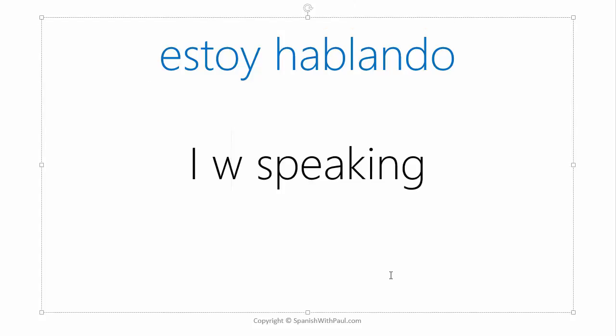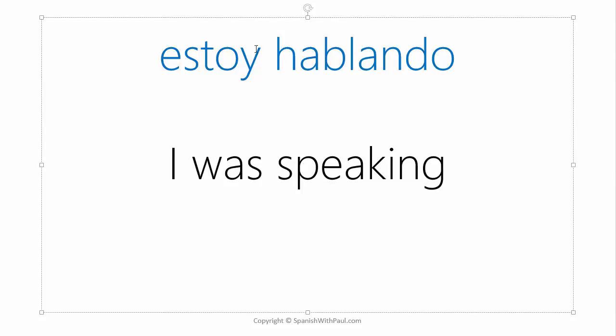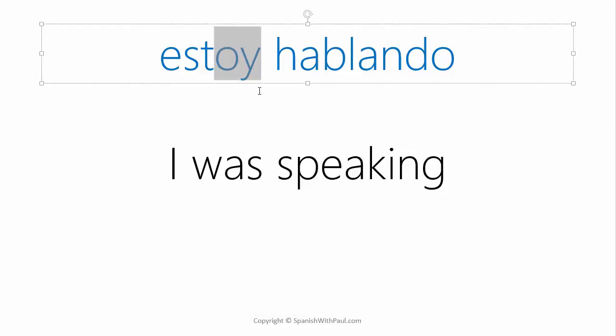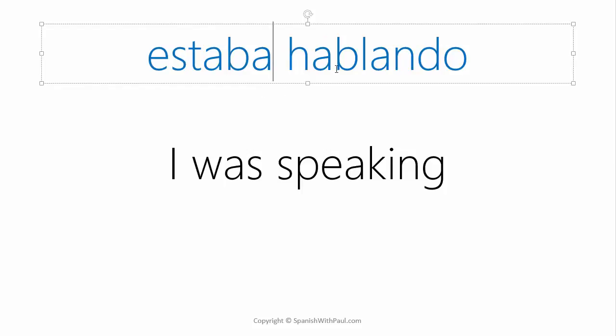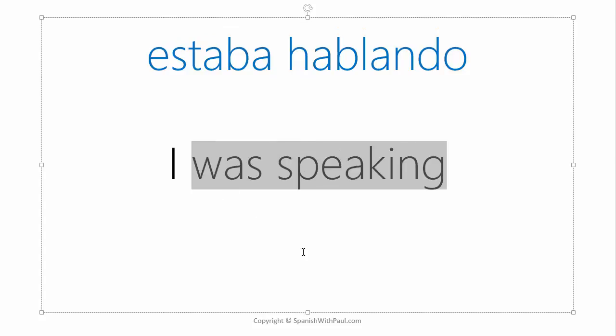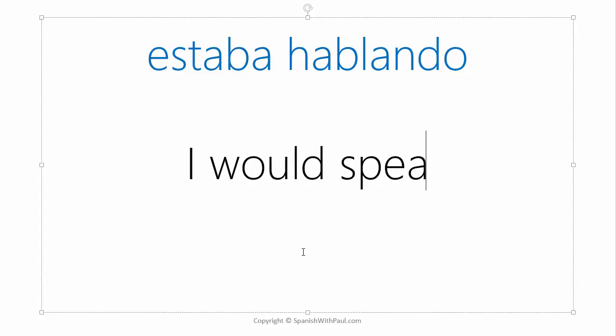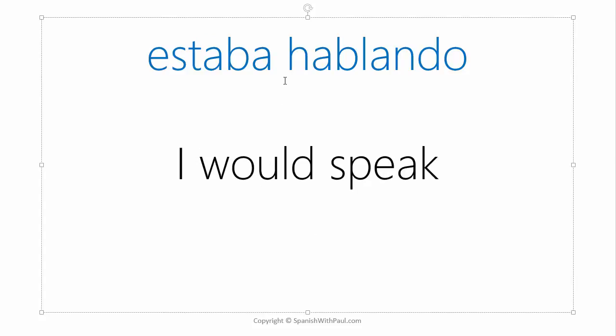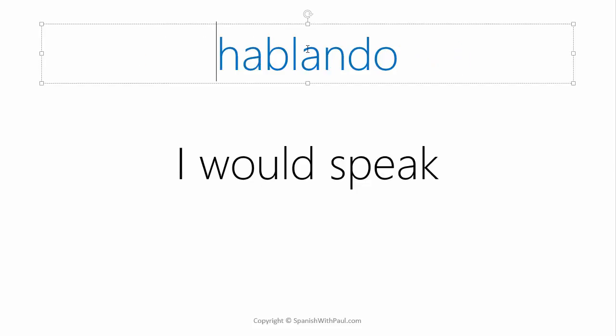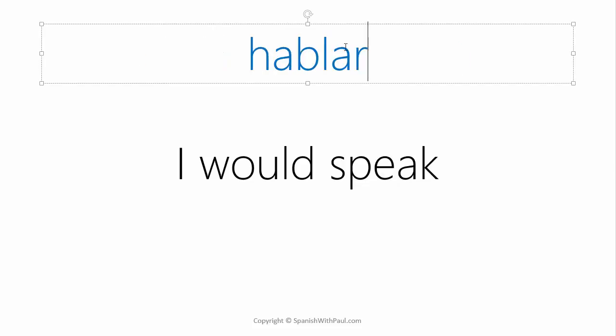Or another ing could be I was speaking, in which case this would now change to estaba hablando. And our most recent one was this would. So I would speak, in which case you go back, I'll give you this, just the raw verb. And of course this would change to hablaría. So this is how the drill is going to work.